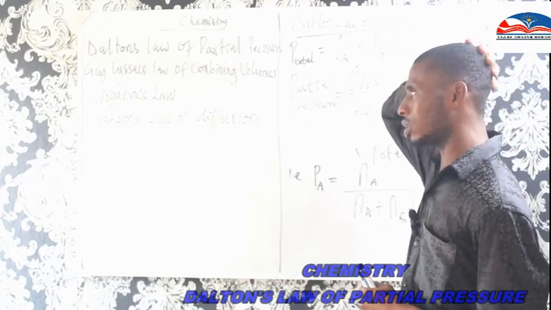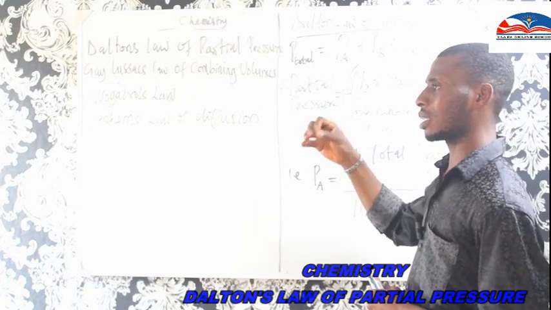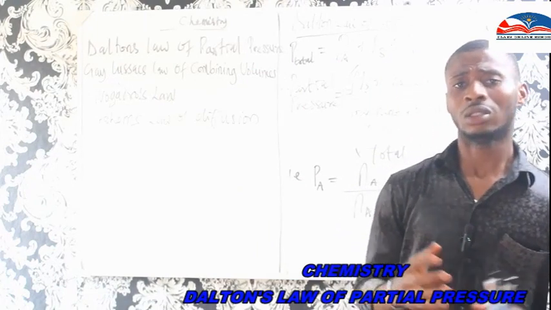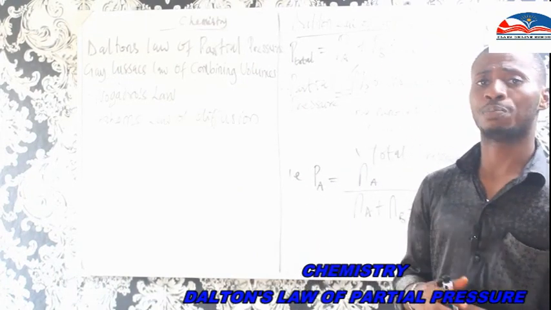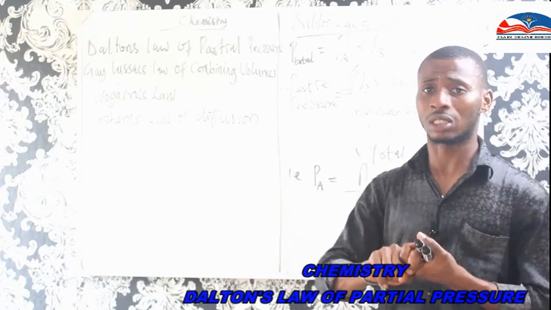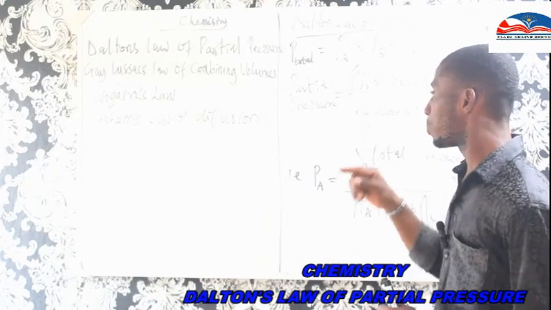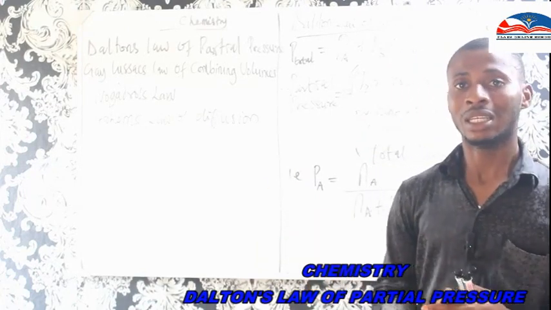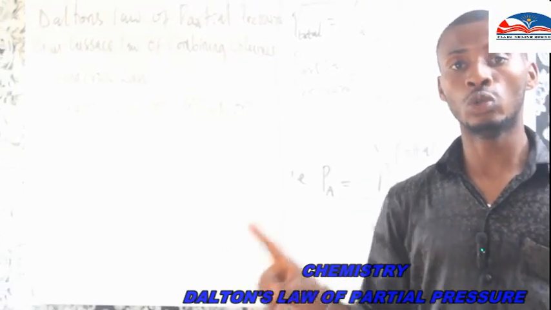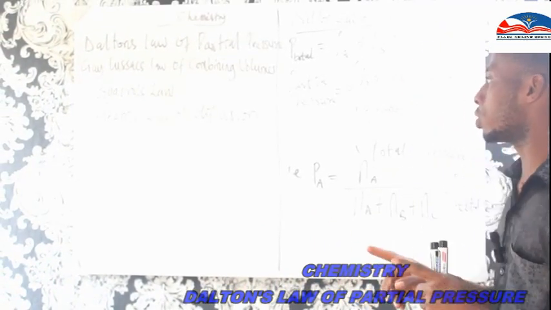Okay, so we have talked about Charles's law and Boyle's law. I've talked about the ideal gas and the general gas equation. Now let's talk about Dalton's law of partial pressure. Dalton's law of partial pressure states that for gases that are not chemically joined together, that means gases that have not reacted but are inside a particular vessel, the pressure of the gases is directly proportional to the volume of the gases.